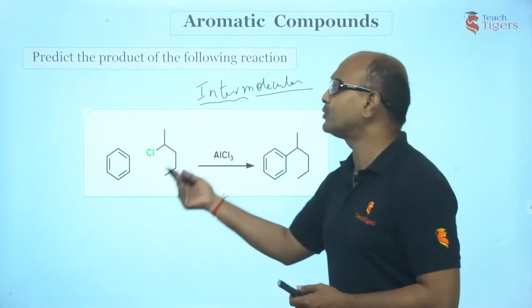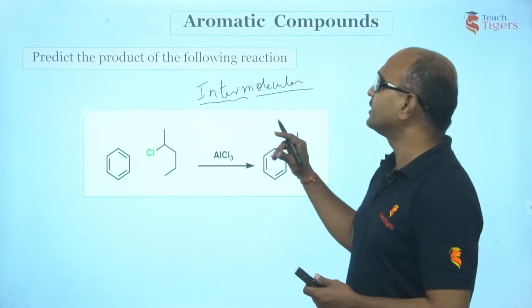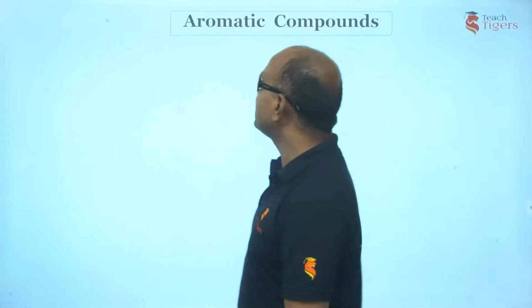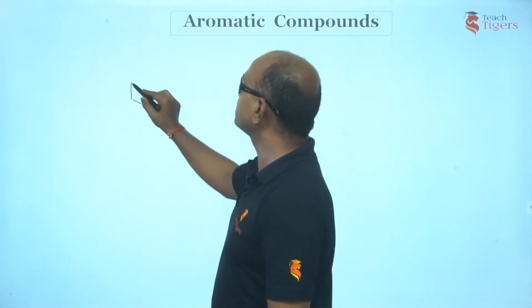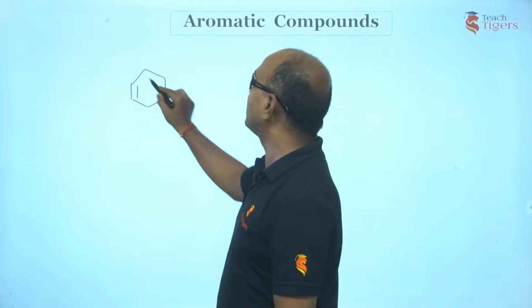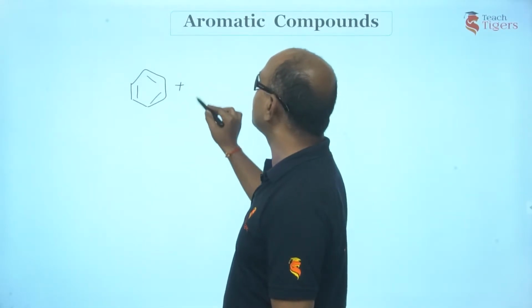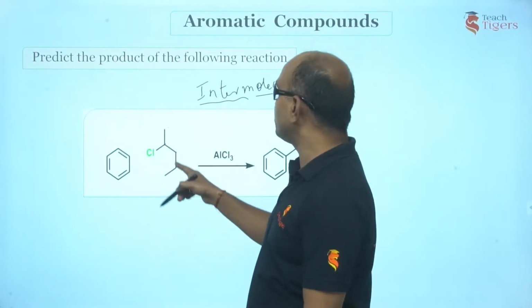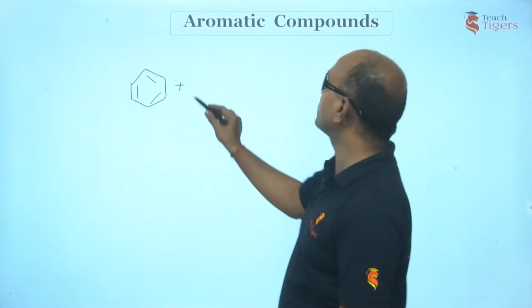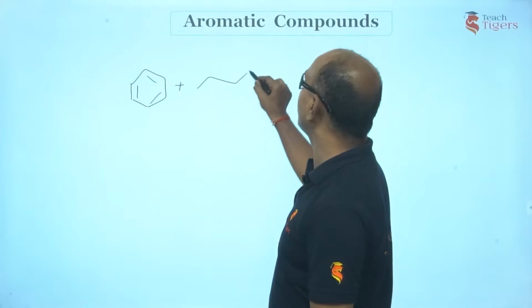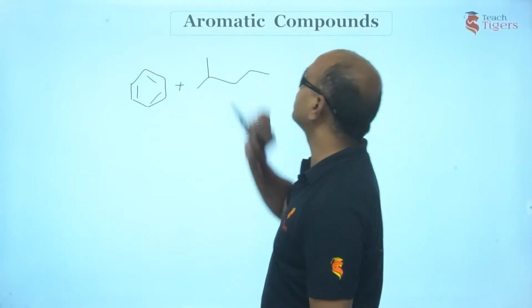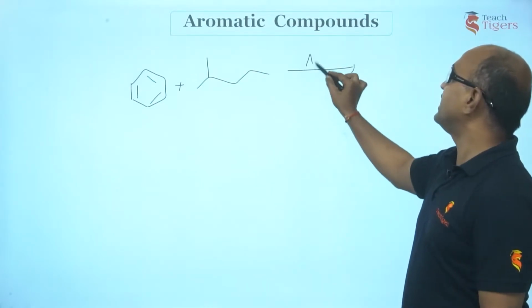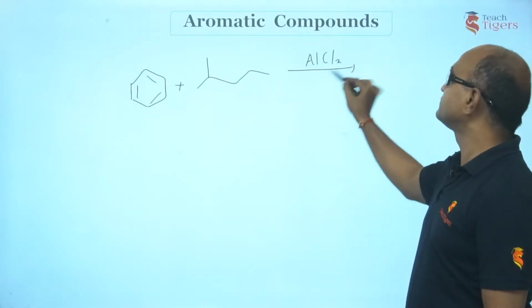So how do we get the product for the following? Predict is the point. I'll show you the mechanism first of all. See guys, we have got benzene, right? And I have treated it with 2-chloropentane. Just see, 1, 2, 3, 4, 5, 2-chloropentane, that's what I have written. This is what I have. Right? Now I treat it with AlCl3.